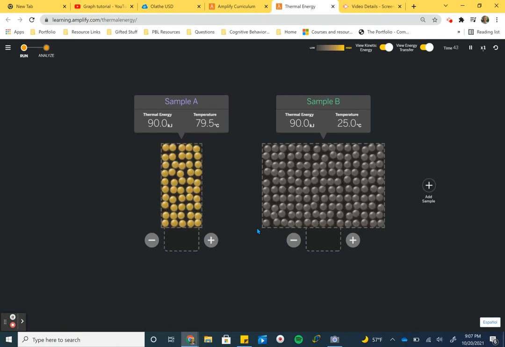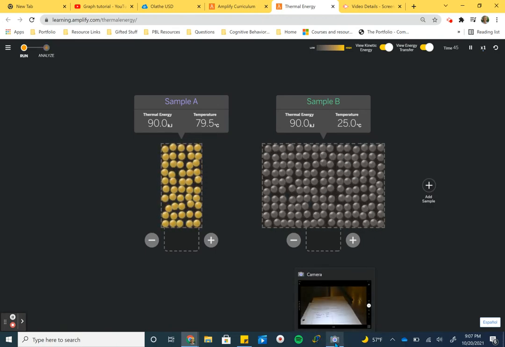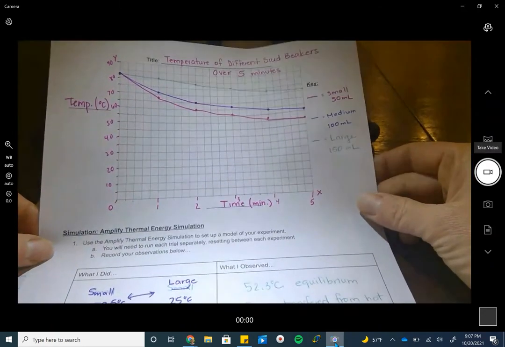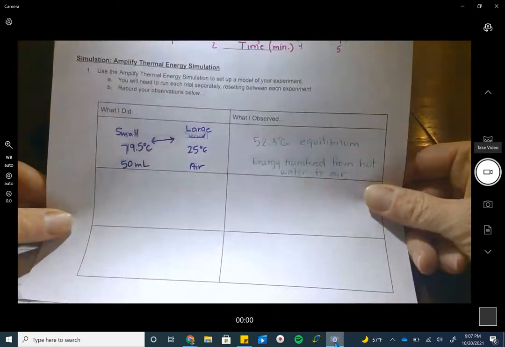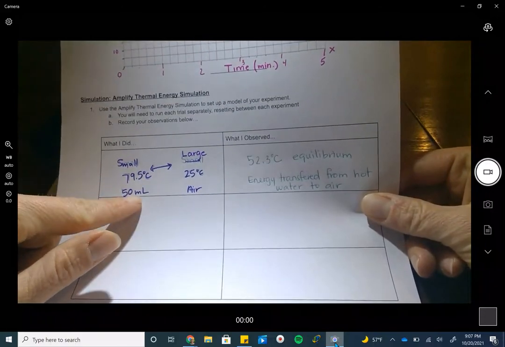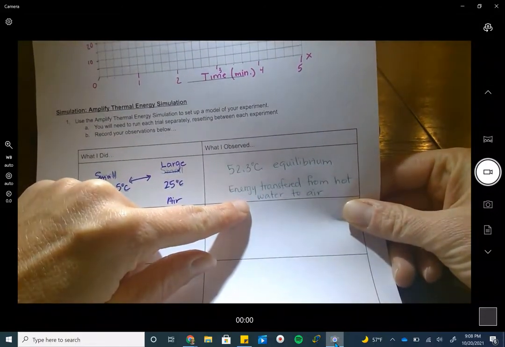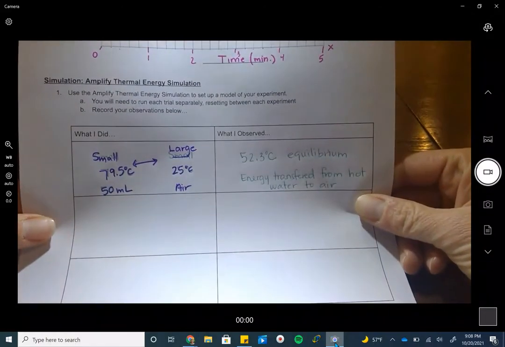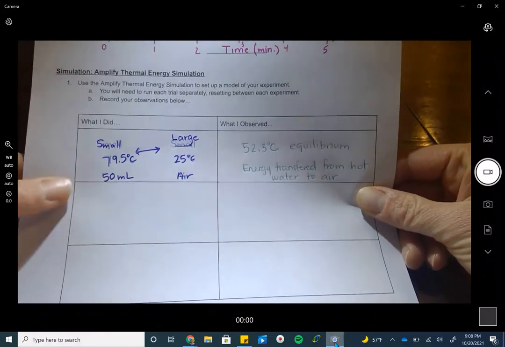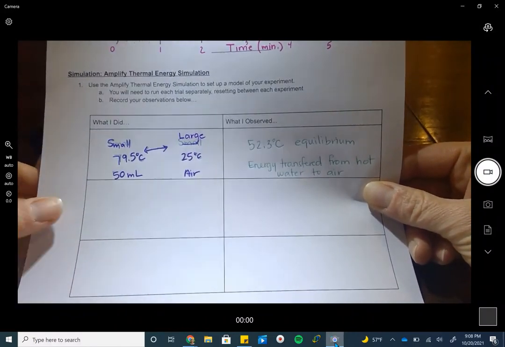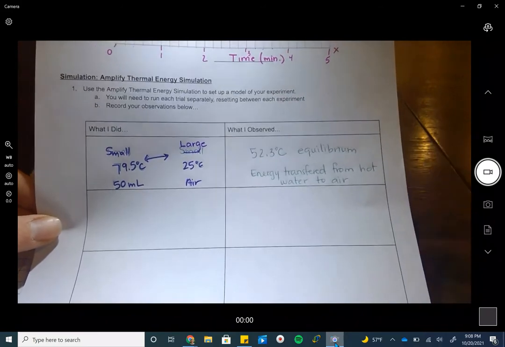Now, in your lab notebook, you actually have a place to write down observations. So I have my graph. Below that is a space where you can write down what you did and what you observed, and I'll show you some different features you can look at in the simulation. But there should be plenty of space, and you can always use another piece of paper if you need more.